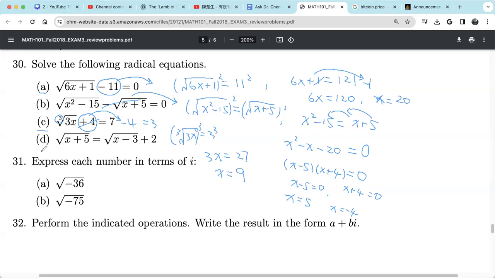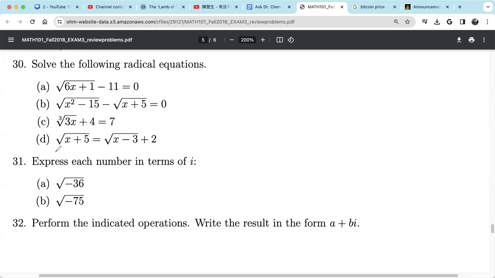Now D, let me clean up. I need more space. D, we see it's a little bit complicated. We have 2 radical forms, and we have a number, right? So that means we have to square twice. So let's square both sides. Square the left-hand side, we just have x plus 5. But square the right-hand side, we have a plus b squared.